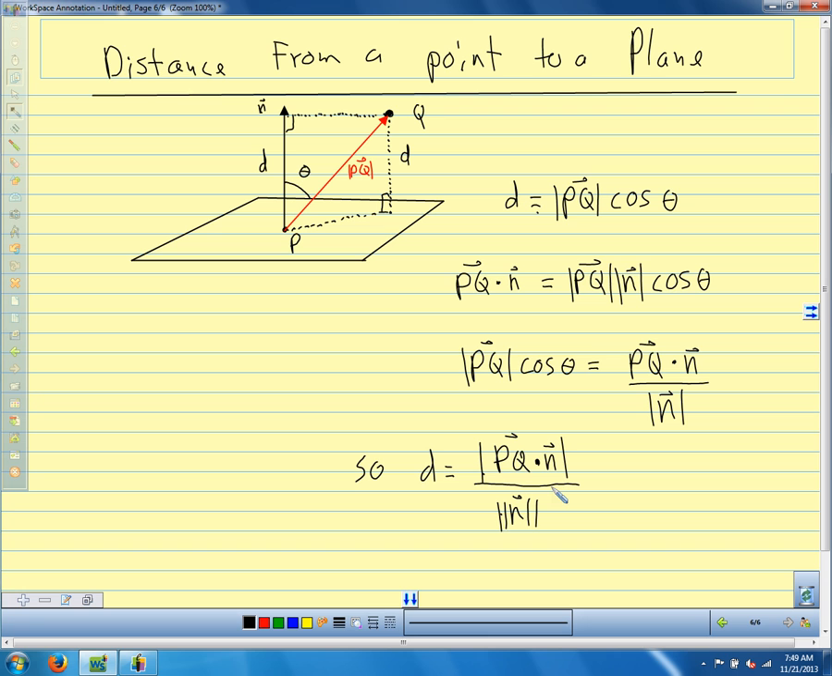So this is how we find the distance from a point to a plane using the dot product. Very similar to the way we found the distance from a point to a line. For the line, we used a cross product. For the plane, we used the dot product.